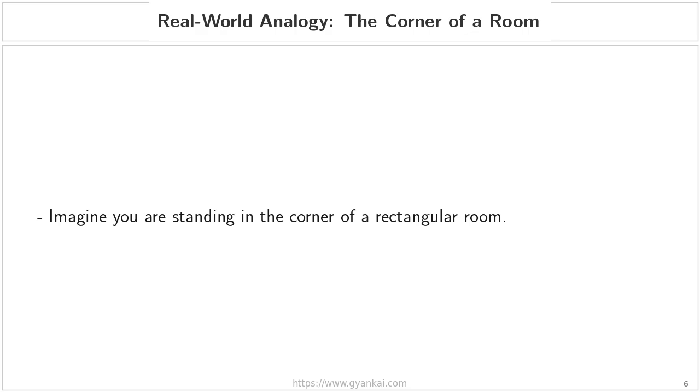Real-world analogy: the corner of a room. Now, I know these mathematical derivations can feel a bit abstract, so let's step away from the formulas for a moment and look at a real-world analogy to help this concept stick. Imagine you are standing right in the corner of a rectangular room. This corner is the perfect place to visualize our three-dimensional coordinate system.